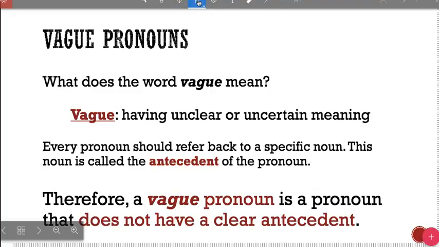First of all, what does the word vague mean? Being vague means having unclear or uncertain meaning. So that means that it's very unclear what something means. Every pronoun refers back to a specific noun. That's its antecedent. An antecedent is the noun that the pronoun refers back to. Therefore, putting these two things together, a vague pronoun is a pronoun that does not have a clear antecedent. So when we're looking for who or what the pronoun is talking about, we can't find it or we're unsure. A vague pronoun is when a pronoun does not have a clear antecedent.